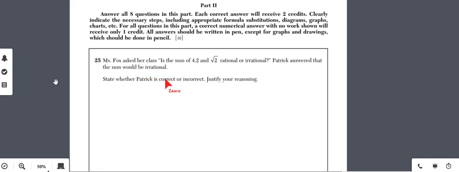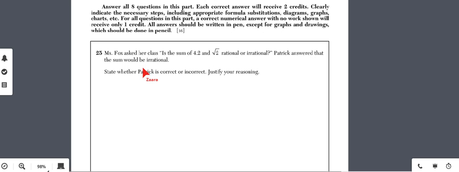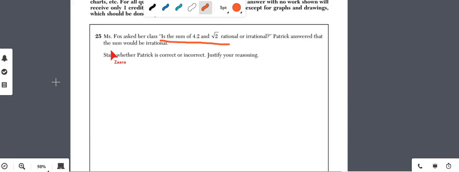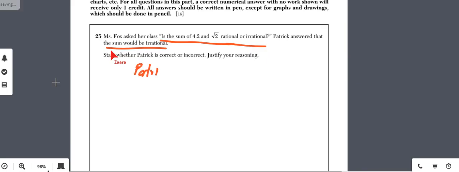Alright, okay, let's start. Look at the first question. It says that Miss Fox asked her class, is the sum of 4.2 and root 2 rational or irrational? And Patrick answered that the sum would be irrational. Okay, so is he right or wrong? He is correct. So let's say Patrick is correct.